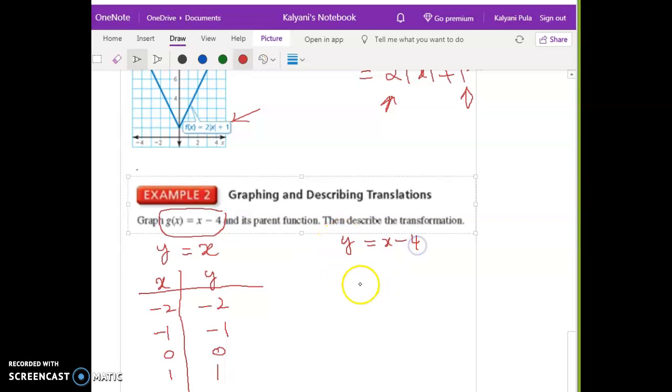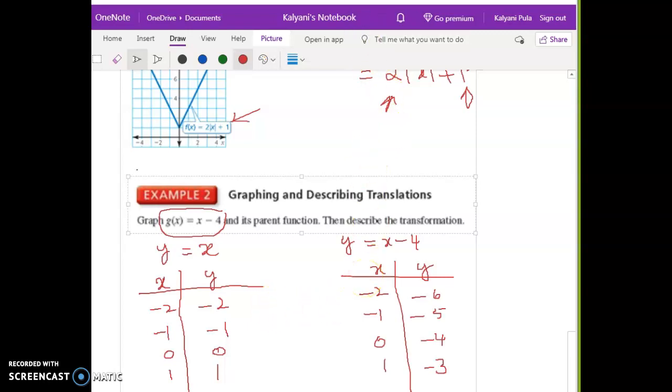X minus 4. So this is x and this is y. Now let's take the same numbers. Now tell me what outputs I get from here. What are the outputs? It would be -6. There you go. -5. -4. Good. And -3. So these are the values we get. If I plot these points, I want to see how the graph is going to look.